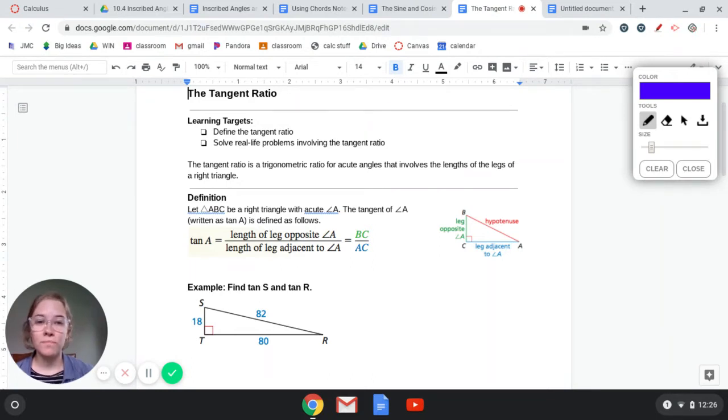But it turns out, if you have similar triangles, the ratios of sides on one triangle itself are the same between different size triangles. So for example, we're learning about the tangent ratio, which is the length of the opposite side to an angle over the length of the leg adjacent to an angle, which is right here. And no matter what size of right triangle you have, as long as it's similar, all the angles are the same, that ratio will be the same.